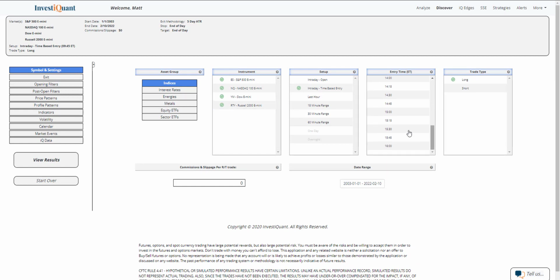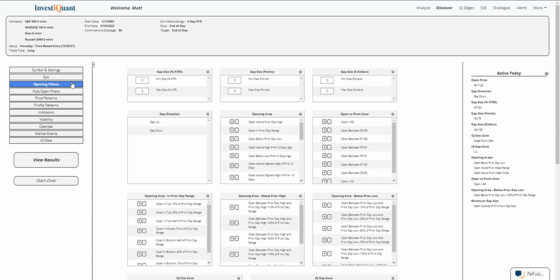We'll be using a 3 p.m. Eastern time entry that'll exit at 4:15 p.m. Eastern time. Next thing I'm going to do is go to this opening filter and say we open below the prior day low. I am using this filter.